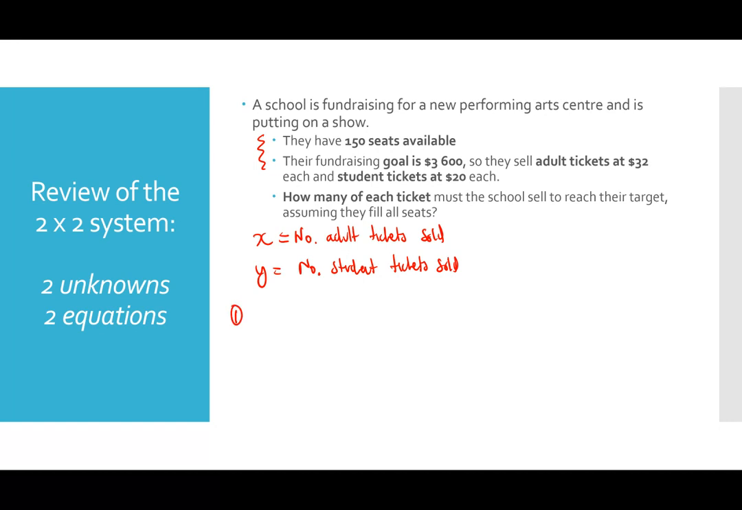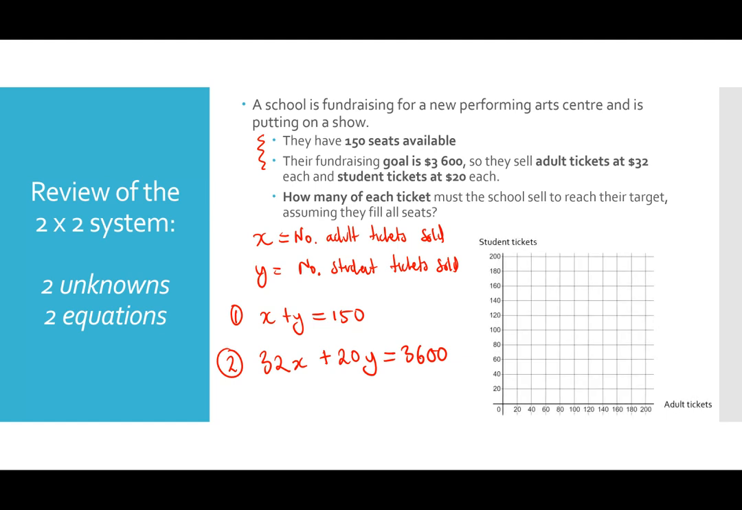Well, that means that the total number of seats, which is X plus Y, X being the adult seats, Y being the student seats, must equal 150. Our second equation, the total amount of money we make must be $3,600. Now we make money from selling adult tickets and from selling student tickets. So the total amount of money we make from adult tickets is $32 times X, which is the number of adult tickets. Similarly, total student sales is 20 times Y, and that must be $3,600.